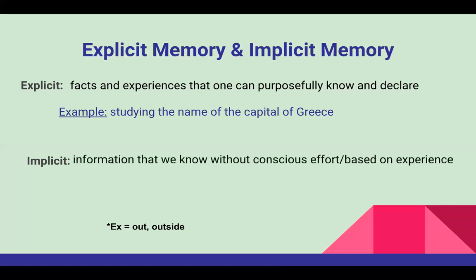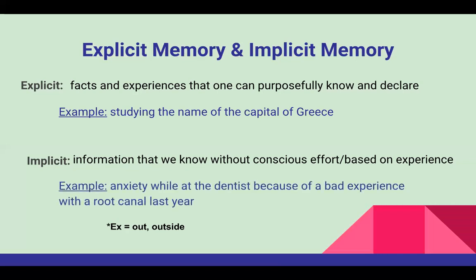Whereas implicit memory is information that we know without a conscious effort. It's stored inside of our bodies, inside of our minds. The example used in the video is knowing that we don't like to go to the dentist or having anxiety about it. It's not something we have to try to make happen or remember. I don't have to go back into my memory and remember what my last appointment was like in order to give me anxiety. Oftentimes it just happens on its own because the body knows and the memories are stored.